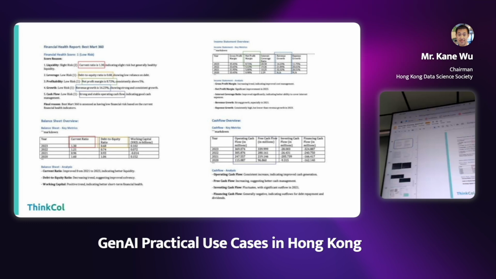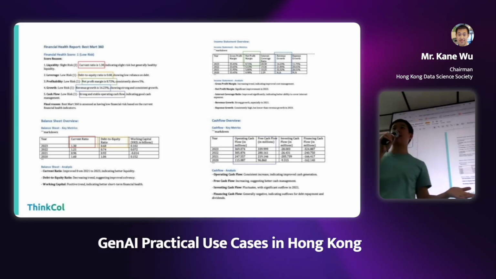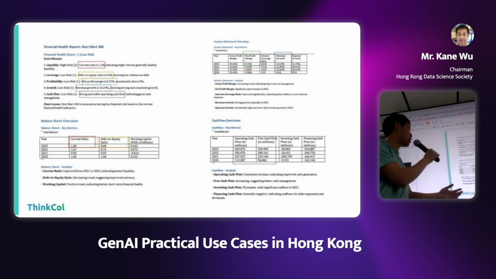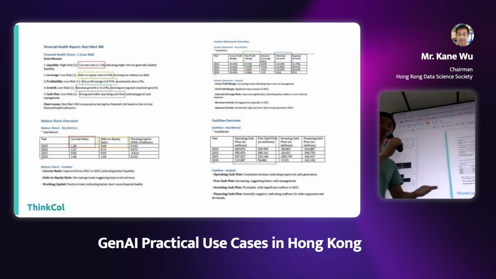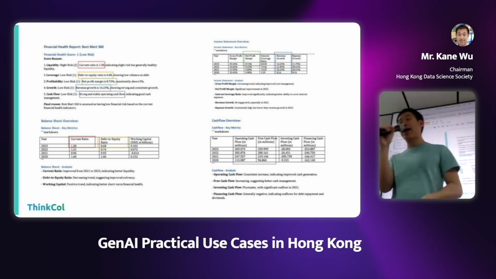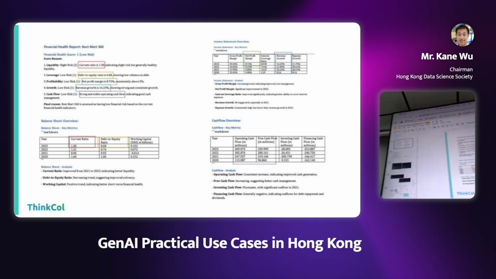And then we can also do it with financial data. We can scrape a lot of different financial data and analyze it with GenAI. For example, creating different ratios automatically, like liquidity, leverage, profitability, growth, and cash flow, and then asking GenAI to analyze how these different companies are doing.